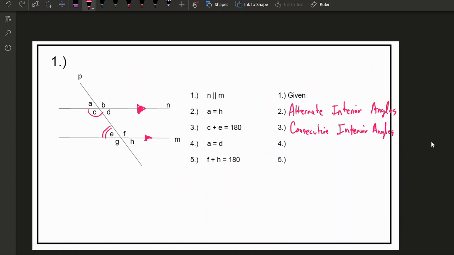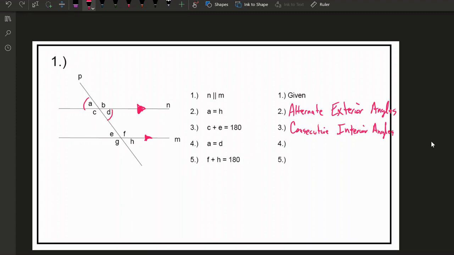And now that I'm writing that, I'm seeing that I made a mistake just a second ago. The very first thing that I wrote, A is equal to H. Those are not interior angles, those are exterior angles. Sorry about that. Okay, A is equal to D.